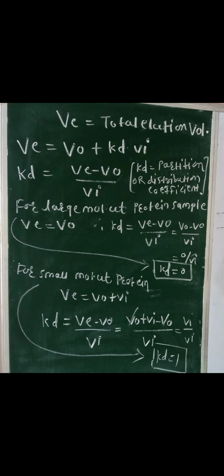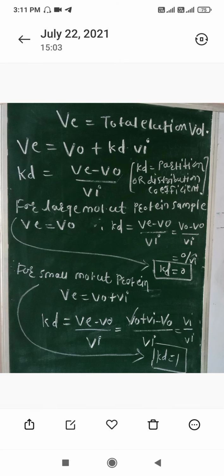Now in case of the small molecular weight protein, the volume of the mobile phase accessible to the small molecular weight protein is V0 as well as Vi, because for the first time they experience the volume of mobile phase present inside the gel bead pores, and once after some time they protrude out from the gel bead pores, the volume accessible to them is V0. So both V0 plus Vi is taken into consideration as the value of V in case of the small molecular weight protein. So V is equal to V0 plus Vi.